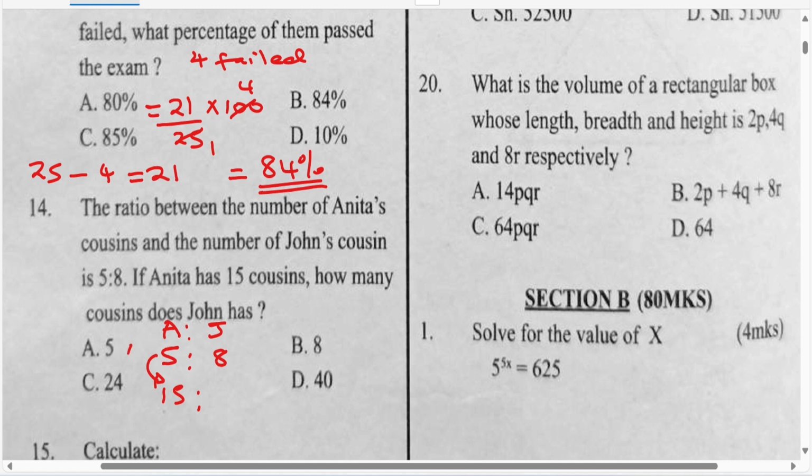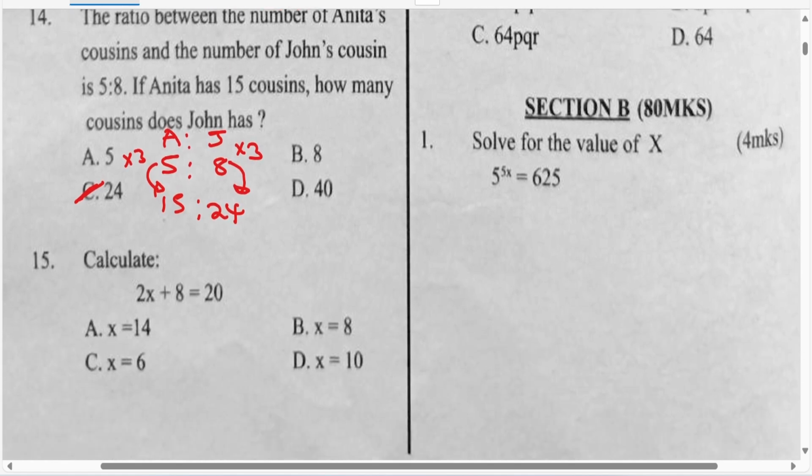Utapata vipi? Utafanya nini? Utamultiply 3 kwa 5 ndio upate 15. So since it's the same ratio, John pia yamaanisha atachukua 8 atamultiply 3 ndio apate idadi ya cousins. So you just take 8 multiply by 3 to get 24. So how many cousins does John have? The answer is basically 24. So the total number of cousins is 15 plus 24, which is 39. Okay. Very simple. Okay, let's continue.